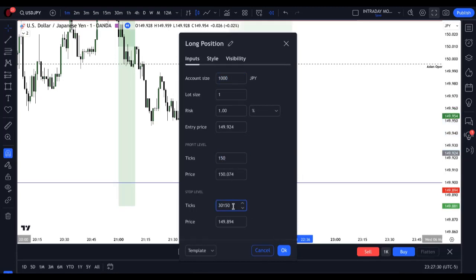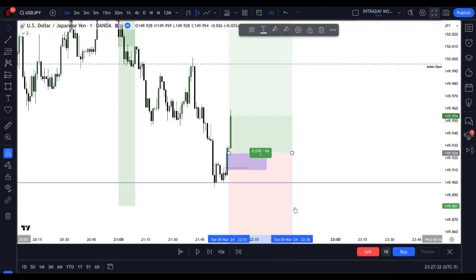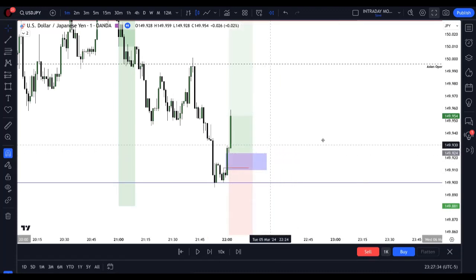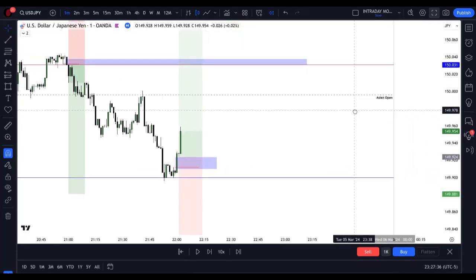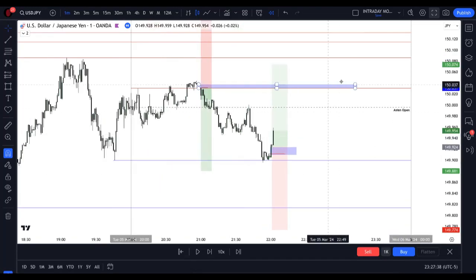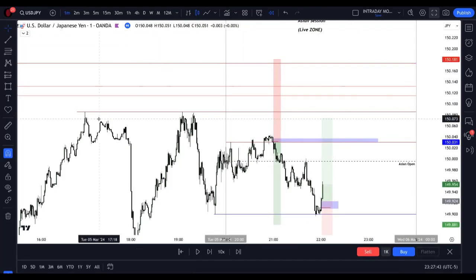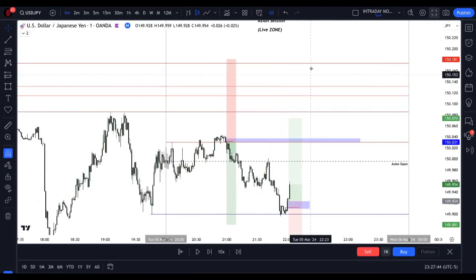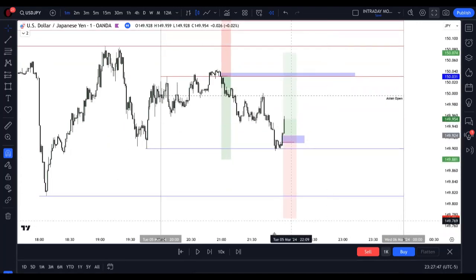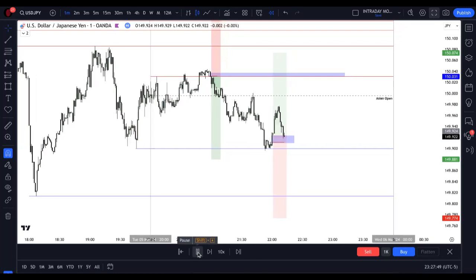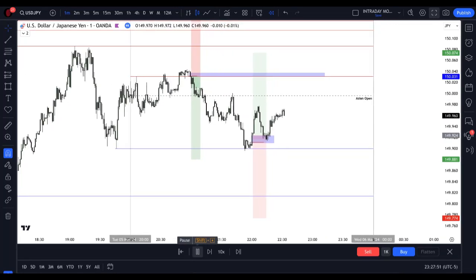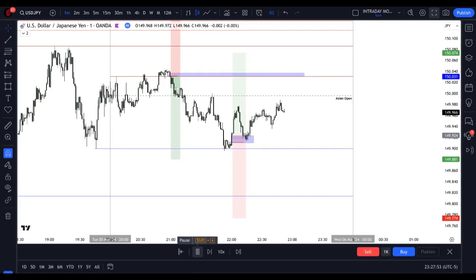And we're looking for a long setup, at least back to the Asian Open, or back to what? Those buy side liquidity pools that are still unbroken, clean highs. That's a projection. Let's play it forward. Let's see what happens. Price taps into it. We're in long now, and we hold.